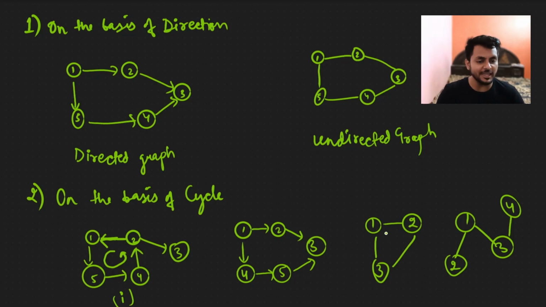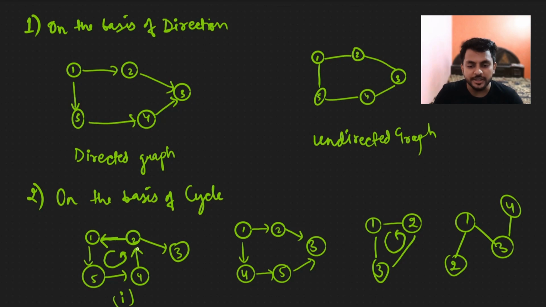But this is not a cycle. But from 1 you can go to 3, then 2 and then 1. So this forms a cycle. So if a graph contains a cycle, that is known as a cyclic graph, and if a graph does not contain a cycle, it is known as an acyclic graph.